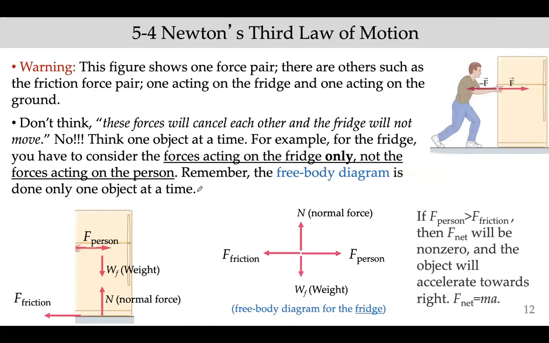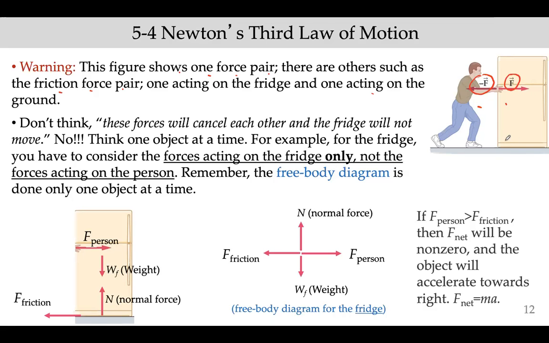That's always the case. Okay, now I have a couple of warnings here. The first one is this figure with the fridge and the person. This figure shows one force pair, this force and this force. They are coming in pairs. But this figure is only showing these forces. There are other forces, such as the friction force pair, which is not shown here. One acting on the fridge and one acting on the ground. But these are not shown here.